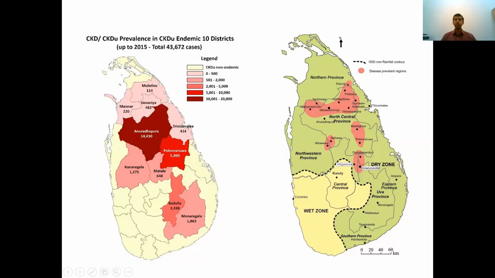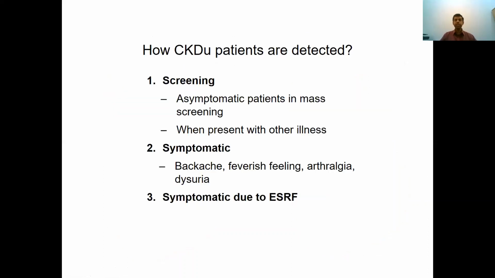And if you overlap this map with the dry and the wet zone according to the rainfall of Sri Lanka, you can see that this is mostly affecting the dry zone areas and hardly any patients reporting from the wet zone in Sri Lanka. So then people started to try to identify what's actually going on. These patients were detected through screening programs, where asymptomatic patients were detected in mass screening programs.